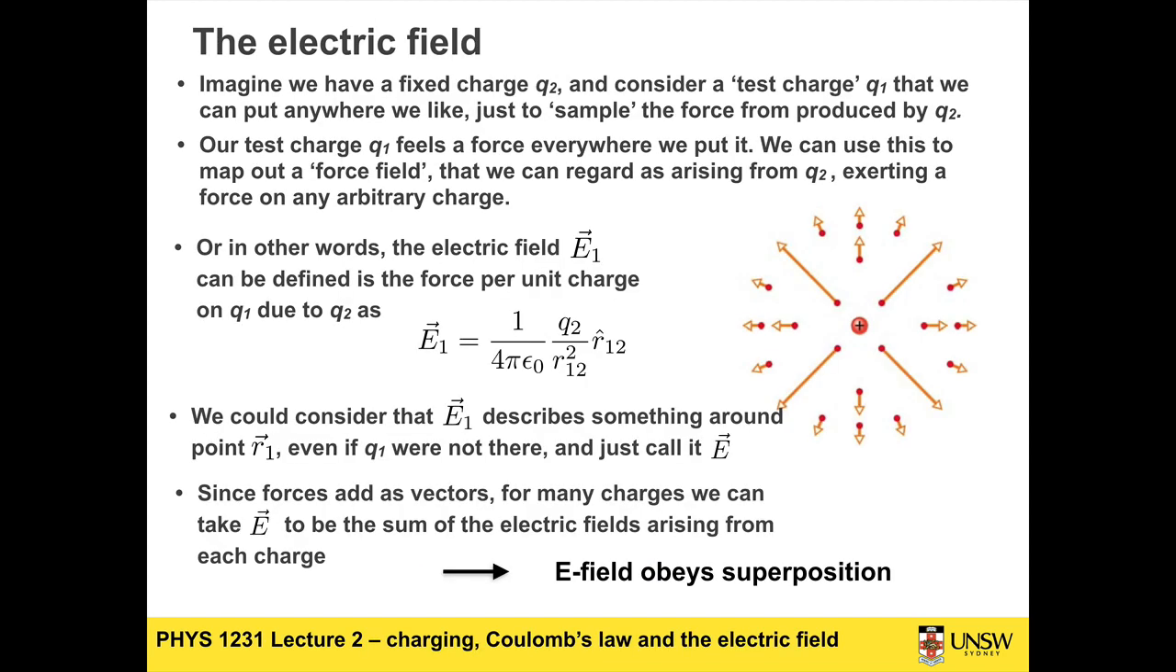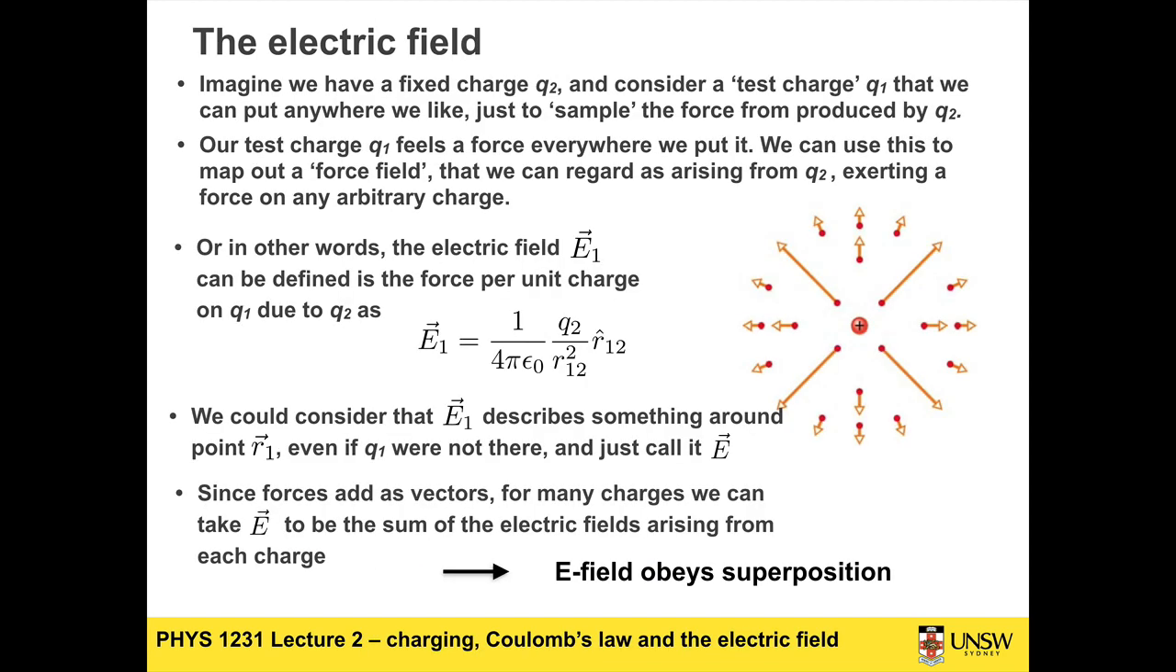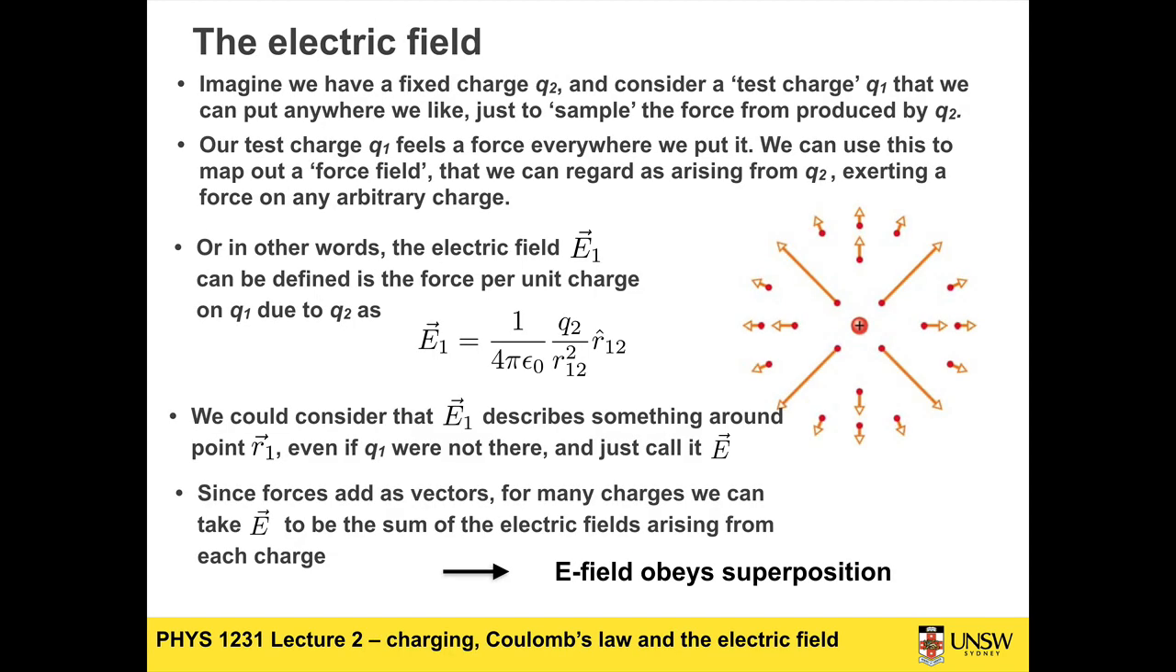So that's Coulomb's law. Coulomb's law is the very basic of what is really going on, but of course it's not that useful in a lot of situations, and so we showed in 1B that it's more useful to define what we call the electric field, and we do that by imagining we have some fixed charge, Q2. So in this example, we could think of Q2 as some fixed charge, and we consider our Q1 as some test charge that we can put anywhere we like to sample the force produced by Q2, and our test charge Q1 feels the force everywhere we put it.